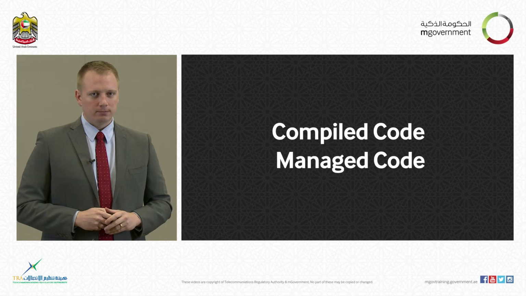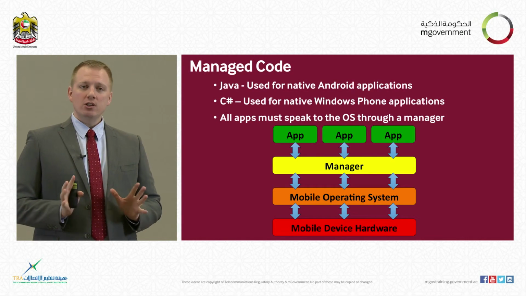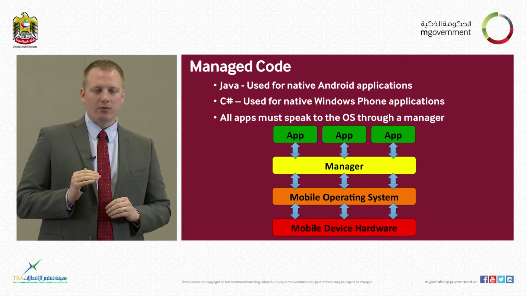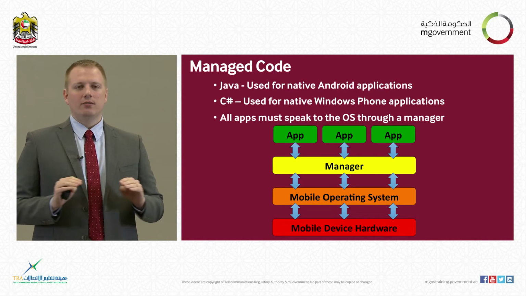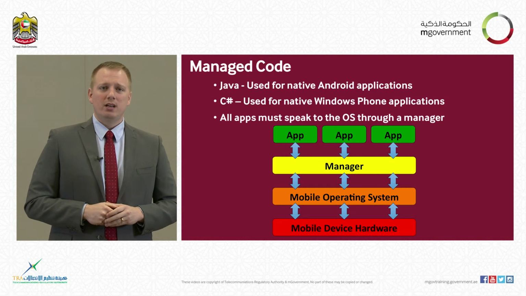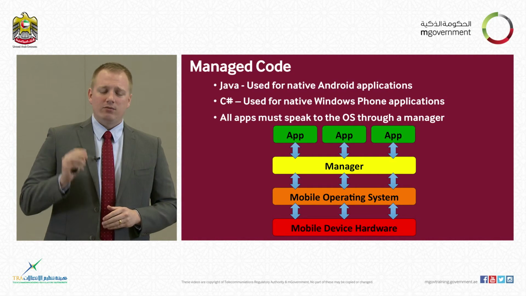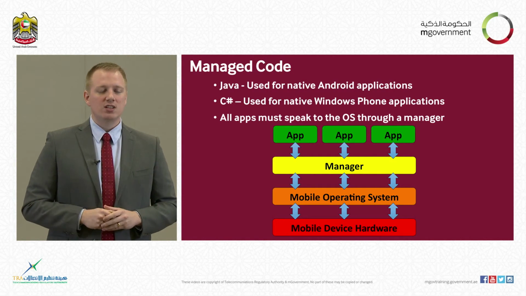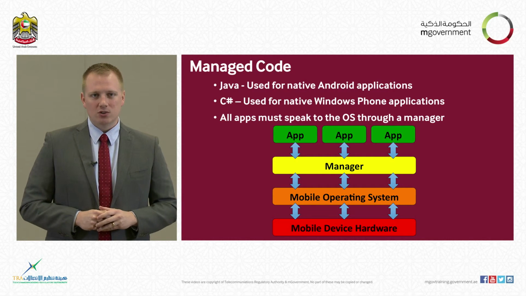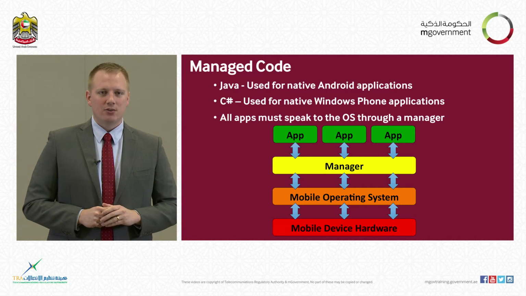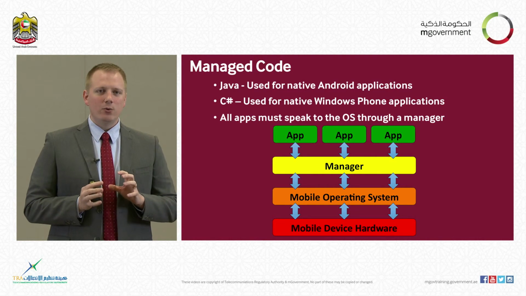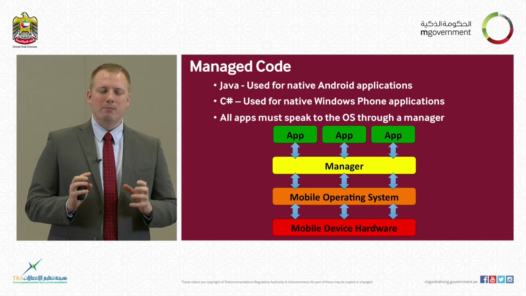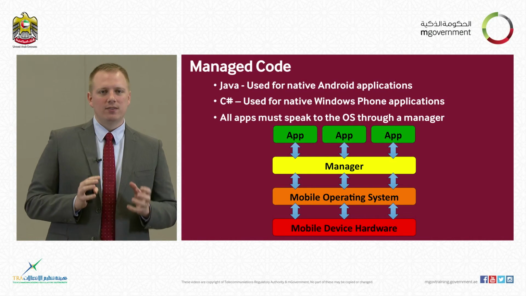is managed code. Managed code, much like what we saw before, actually has an additional layer between the applications and the operating system. This layer is often called the manager. And in Java, this would be the Java runtime environment. We have Java also as one of the managed languages that is used for Android applications. We also have C#, which is used for Windows Phone applications. Now, one of the nice things about the manager is that even if you have bad programming practices in the applications itself, that middleman, that layer, the manager, catches these things and fixes it for you.